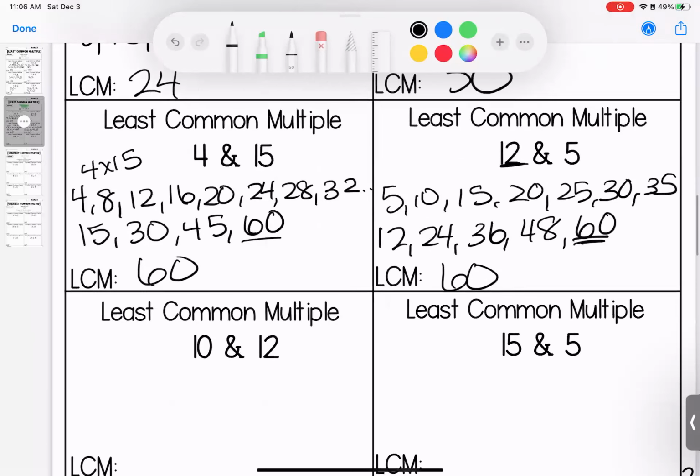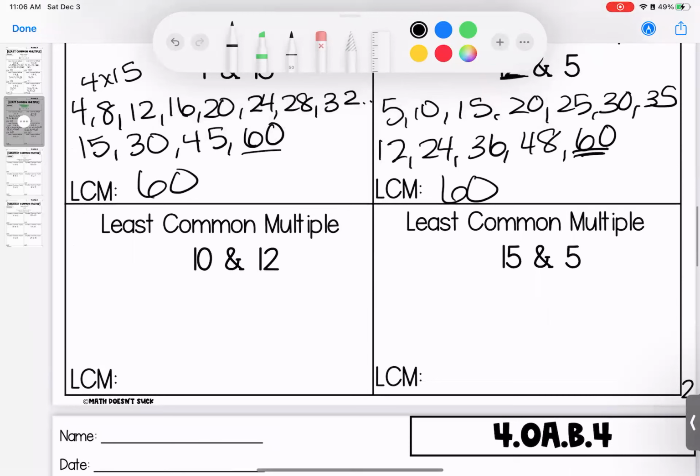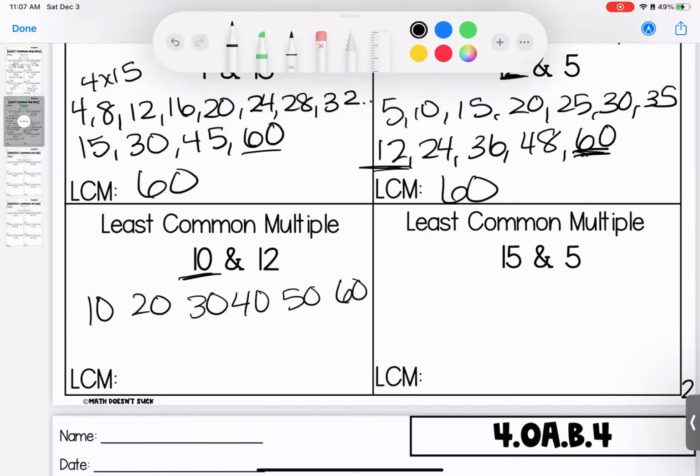All right, love bugs, really good work. 10 and 12. This one was another tricky one, but use what you know. We did 12 up here. We saw the first one that ended in a 0 is 60. If I skip count by 10 6 times, I'm also going to get a 60. Don't double your work. Least common multiple is 60.